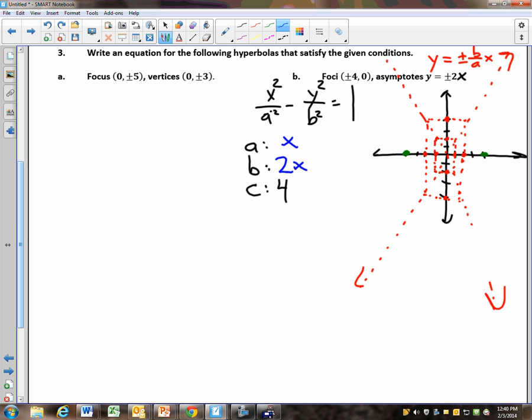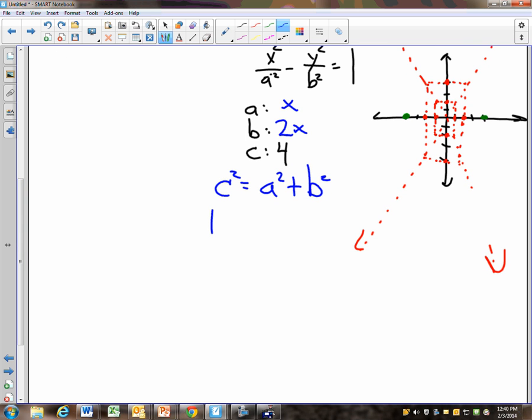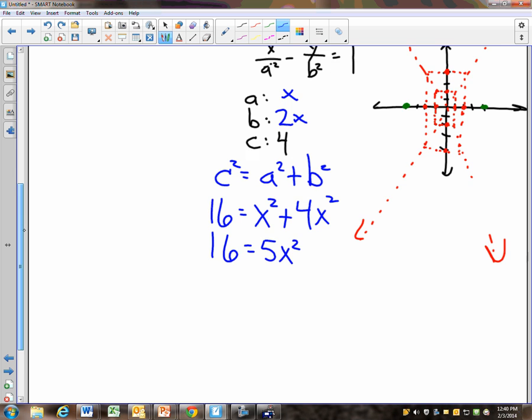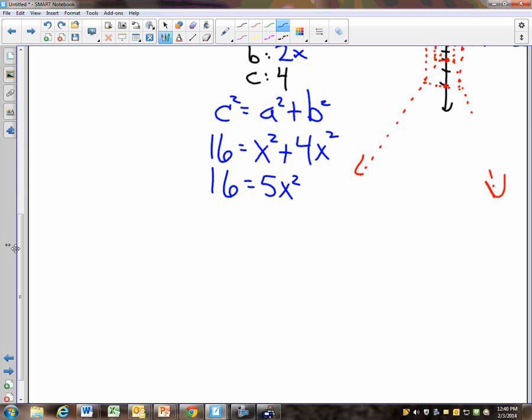What is an equation I can set up now to solve for those values? What is c squared? A squared? B squared? 4x squared? So I get 16 is equal to 5x squared. Now what? Divide by 5, so 16 over 5 is equal to x squared. We take the square root of the top and the square root of the bottom. And we get 4 over the root of 5 is equal to x.